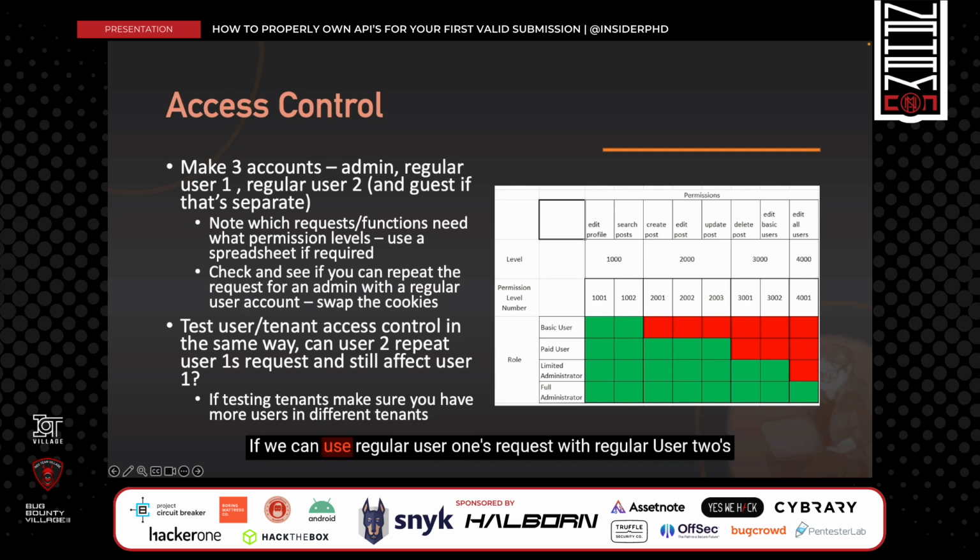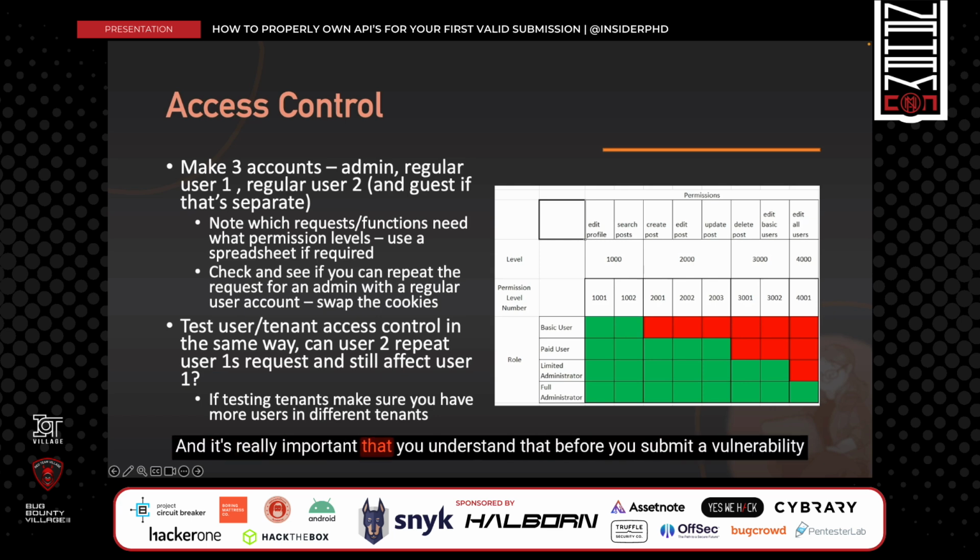If we can use regular user 1's request with regular user 2's cookie, and it makes a post on user 1's account because it's got something else in there, maybe it has an account ID or a user ID or something, that is our broken access control.